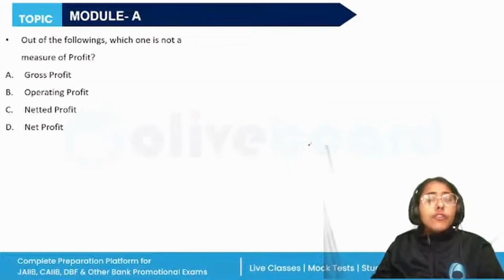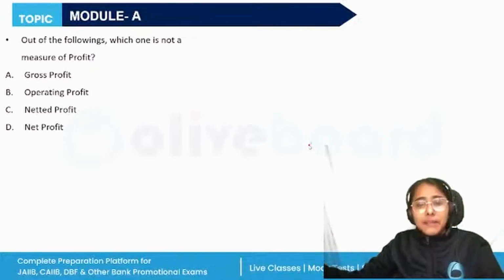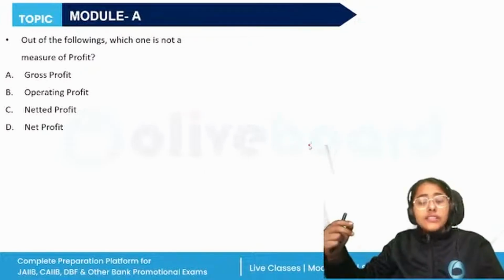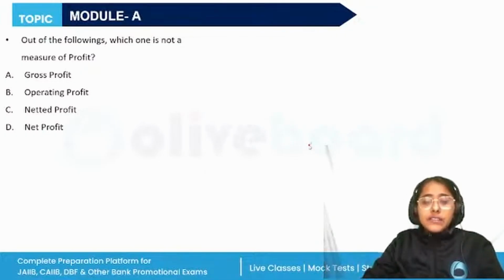Next, out of the following, which one is not a measure of profit? So now we have already discussed profitability. Profit, however, means the money that a business can generate after accounting for all its expenses, total revenue minus total expenses. So there are different types of profits. The question says which one of the following is not a measure: gross profit, operating profit, netted profit, or net profit. By the time that you are giving me the answer, I will tell you a little brief. Gross profit is the first line or top line profitability.